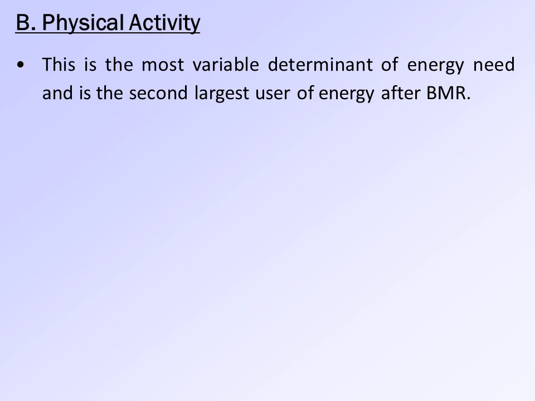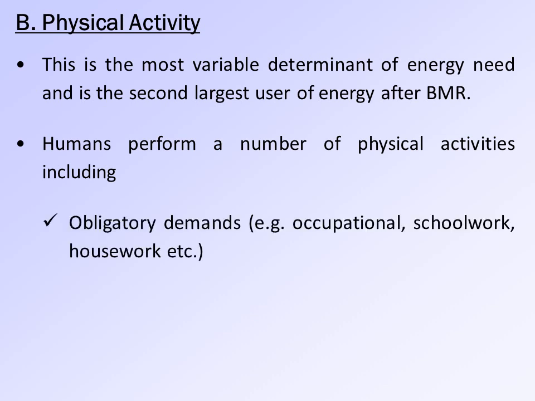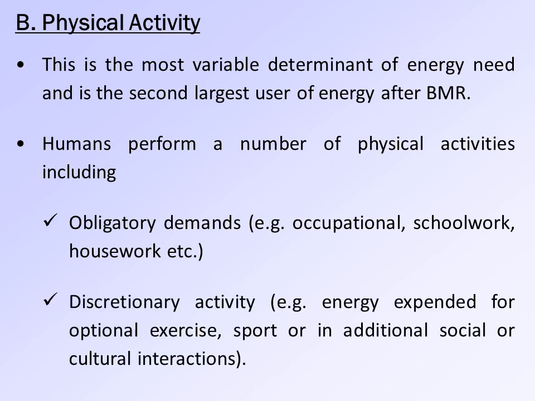The second part is physical activity. This is the most variable determinant of energy need and is the second largest user of energy after basal metabolic rate. Humans perform a number of physical activities including obligatory demands, for example occupation, schoolwork, and housework, and discretionary activities, for example energy expended for optional exercise, sport, or in additional social or cultural interactions.